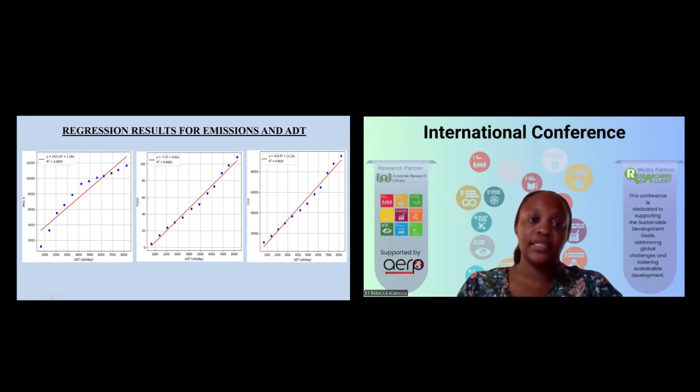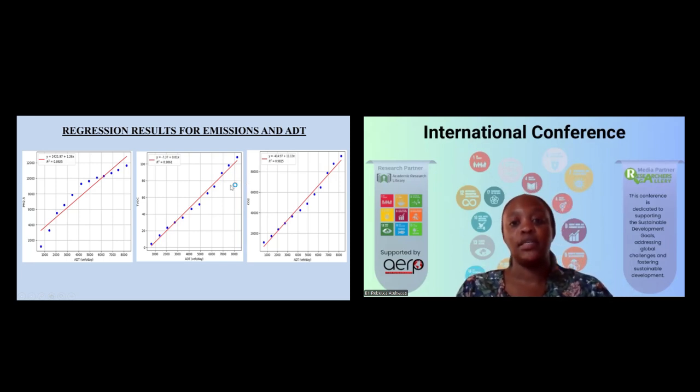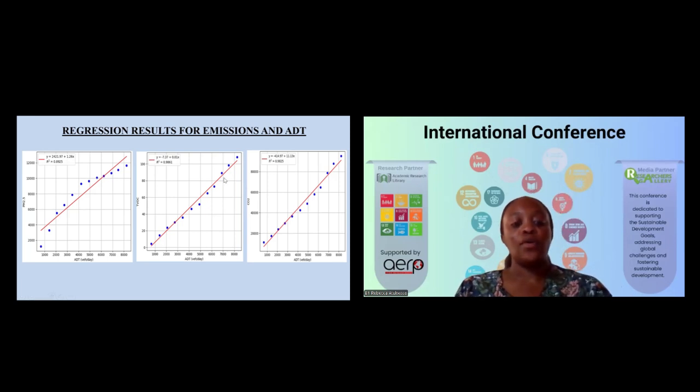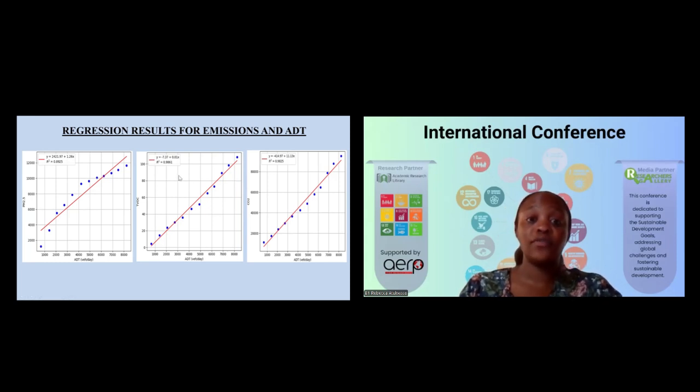For ADT versus all the pollutants, the R squared value ranged from 89 to 98, which showed that ADT was a major contributor to pollutant concentration in the atmosphere, hence showing that pollution is mainly from the traffic volume and the mix, greatly influenced by wind speed and acceleration.